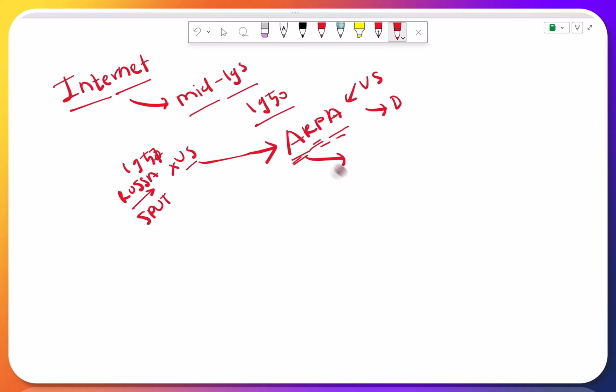So at that time, these guys were having computers. But the problem was their computers were not able to communicate with each other. They were standalone. They could not communicate. So from that point, they started researching how they can make their computers communicate. That's how they came up with the concept of network.